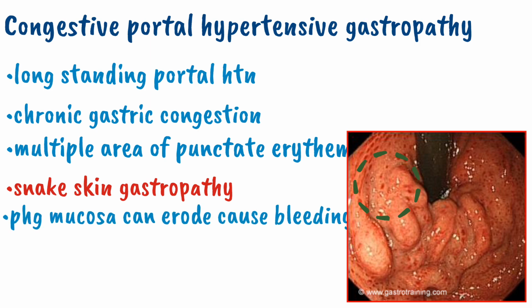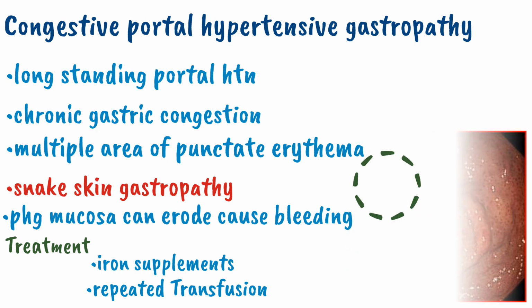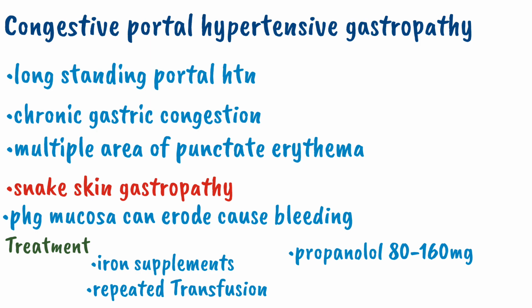In PHG, the mucosa can erode and the patient can present with iron deficiency anemia due to blood loss from multiple sites. So to treat the PHG, we use an iron supplement to prevent the iron deficiency anemia along with repeated transfusion to prevent low Hb. Apart from that, prophylactically, we use propranolol in a dose of about 80 to 160 mg per day. And if the patient is not improving with propranolol, we can use a TIPS procedure.